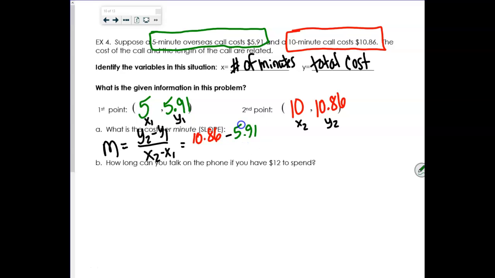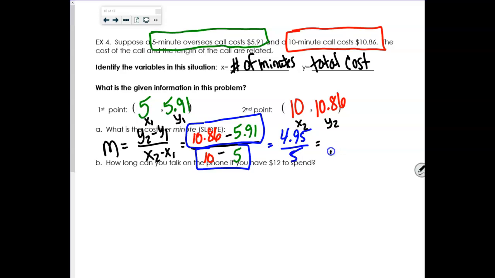10.86 minus 5.91 over, thank you, 10 minus 5. Notice how she kept her order the same for both subtraction problems? And then the Meyer method is to calculate the numerator and denominator separately, because when Mrs. Russo does it all in one step, sometimes I forget to use parentheses, which is a big mistake. All right, so your numerator is 4.95. That denominator, 10 minus 5, I got that. That's 5. What does your slope come out to? 0.99. All right. Can you guys interpret that slope for me?